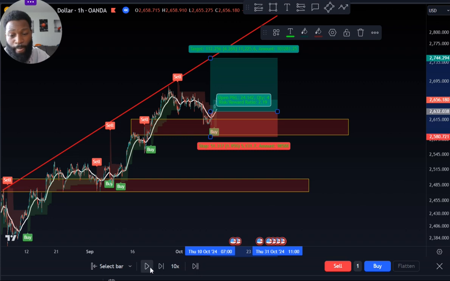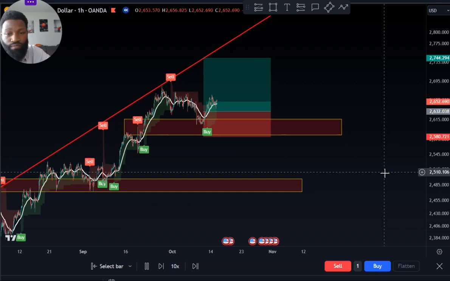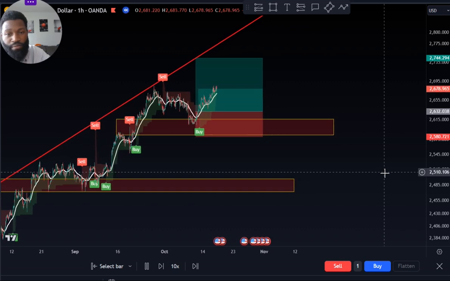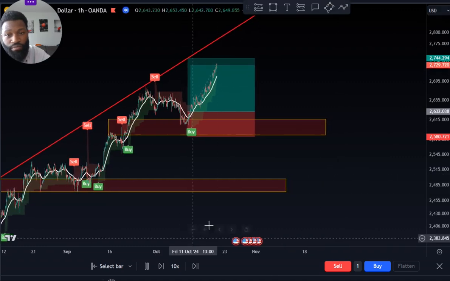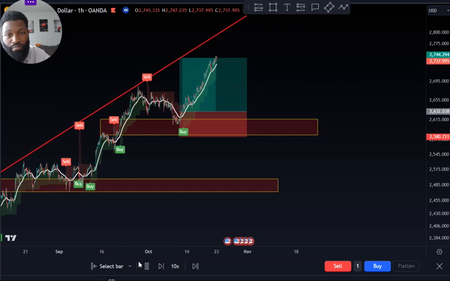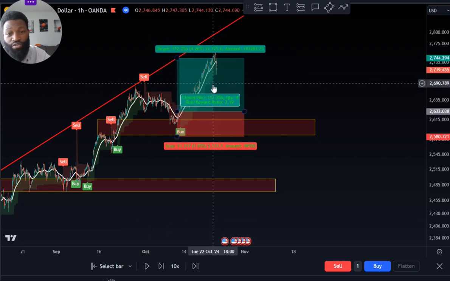So let's see what happens now. There we are, climbing. Look at that. Beautiful. Come on, hit my TP. Boom. So there you go. It hit our TP and it's starting to do a drawdown.